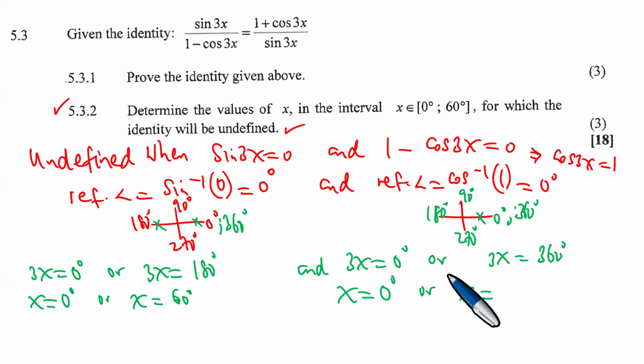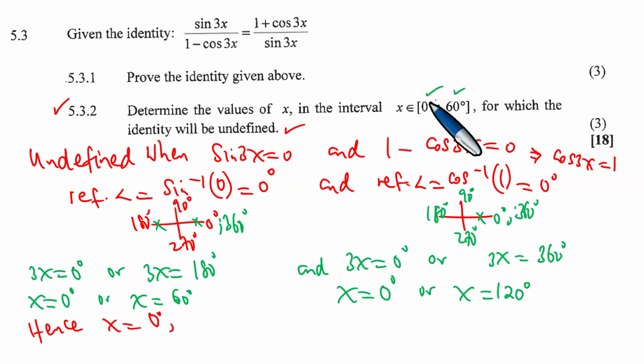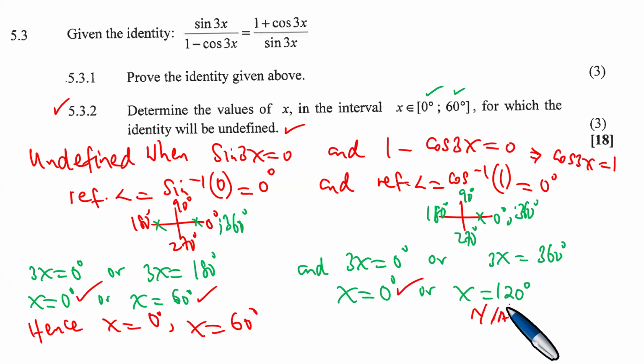you divide 360 by 3, and you get 120 degrees. But now we are interested in the angles that lie in the given range, so we need to make choices and conclude here and say hence, x equals 0 degrees because it's there. x equals 60 degrees. This one, 0 degrees. But the 120 is out of the picture. This one is not applicable because we're dealing with the angles between 0 and 60 degrees. And therefore, this becomes the answer.